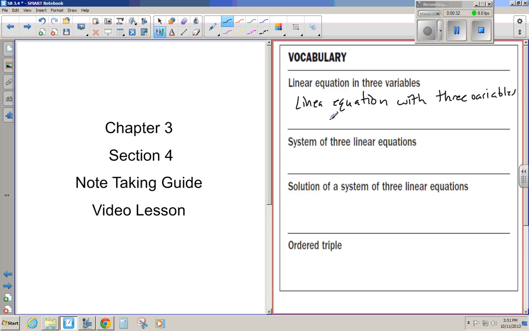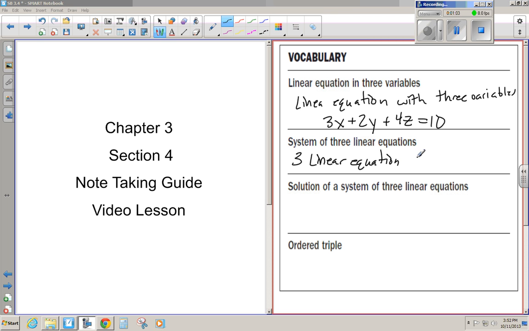So a linear equation in 3 variables is like 3x plus 2y, and then another variable, 4z equals 10. So now there are 3 separate variables. A system of 3 linear equations, you basically need to have 3 linear equations with the same variables.